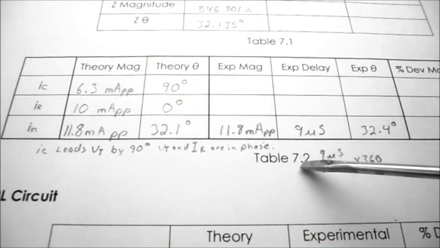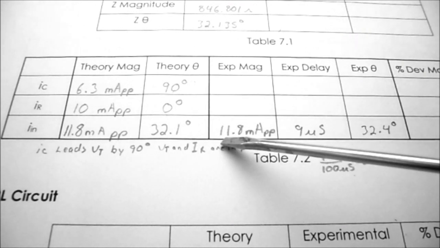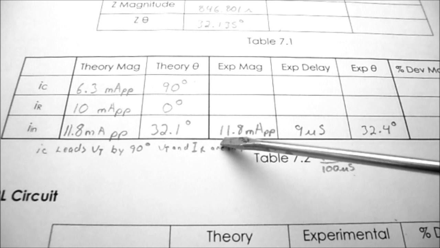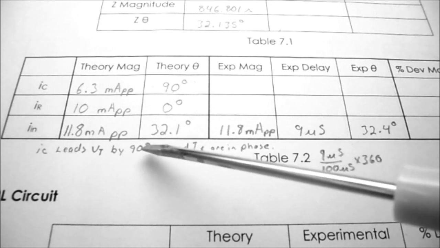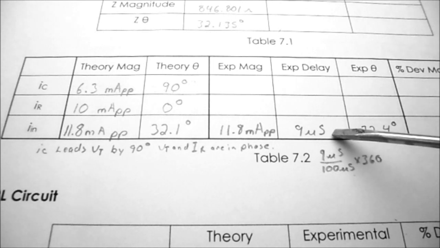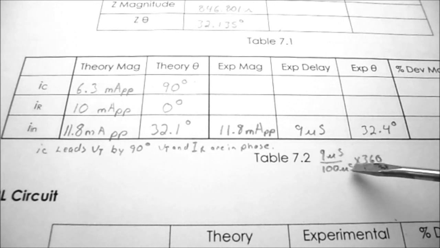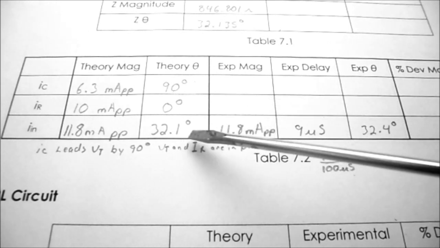In table 7.2, I've recorded my experimental magnitude, and it was 118 millivolts. Remember to divide it by the 10 ohm resistor, and you come up with 11.8 milliamps peak to peak, which is right on what we calculated in theory. My experimental delay was 9 microseconds, so 9 microseconds over 100 microseconds, which is the period at 10 kilohertz, times 360 degrees works out to 32.4 degrees, which is pretty darn close to the 32.1 degrees that we calculated in theory.